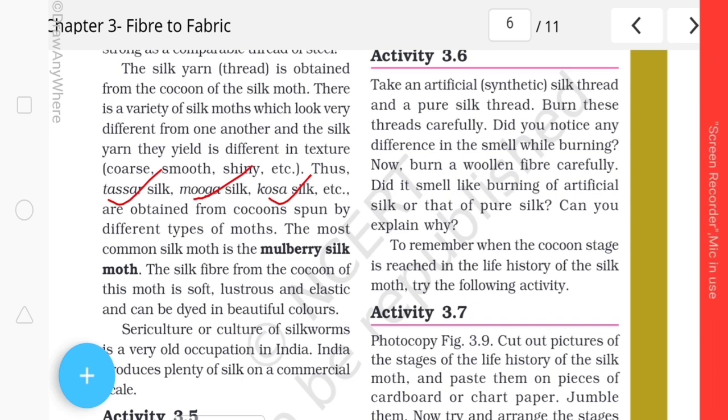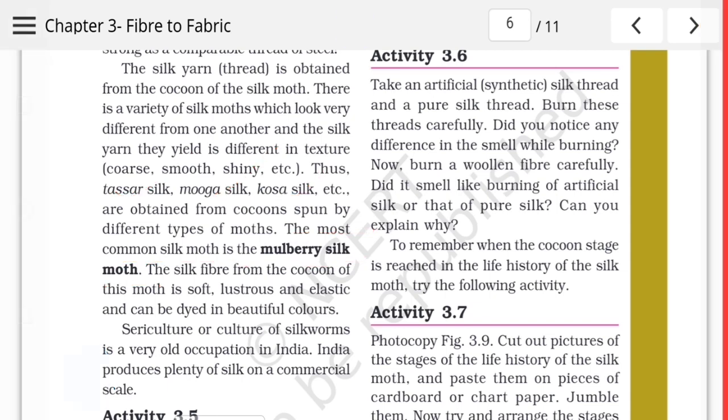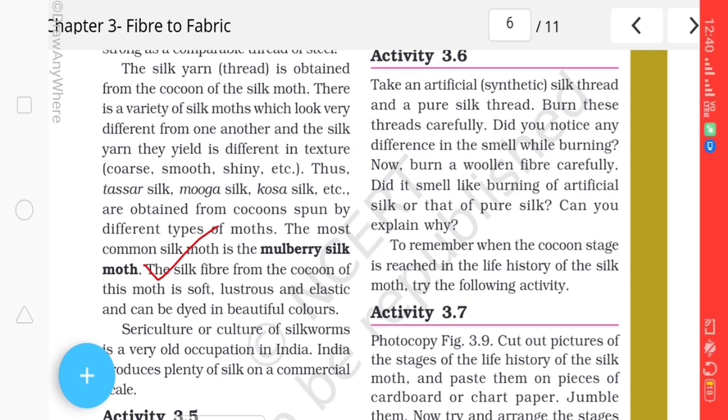The most common silk moth is the mulberry silk moth. That means those silk moths which feed on mulberry leaves. So why is it very common? Because the silk fiber from the cocoon of this moth is soft, lustrous and elastic and can be dyed into beautiful colors.